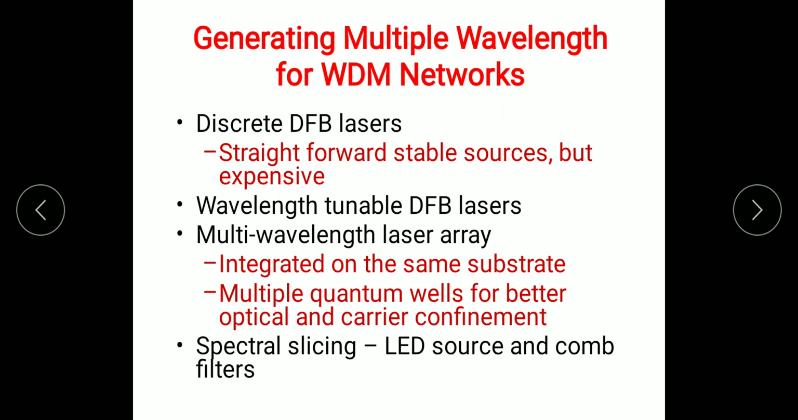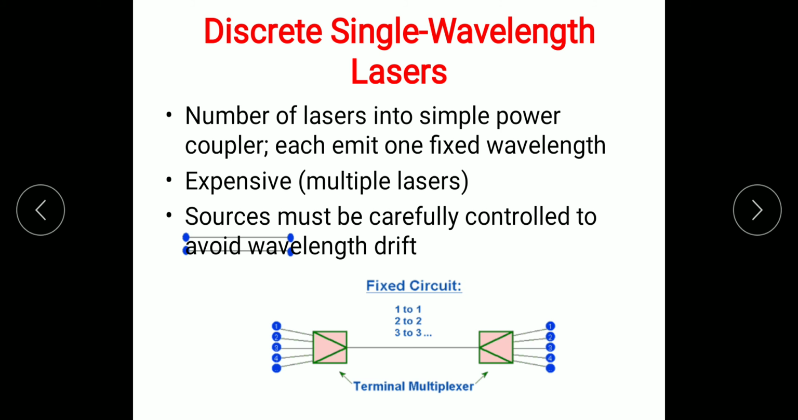So for generating multiple wavelengths for WDM networks, discrete lasers are used, then wavelength tunable lasers, multi-wavelength laser arrays, and spectral slicing. All these details are not included in our syllabus, so I have not gone into detail of these DFB lasers. We will not see the construction and working, just the concept.